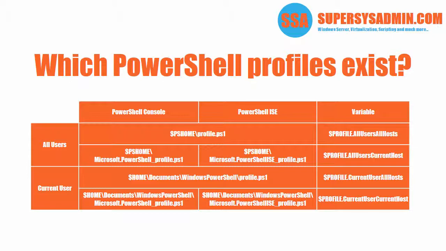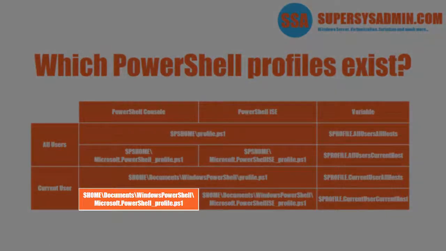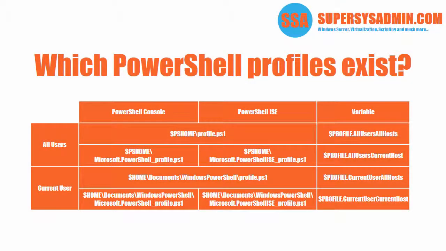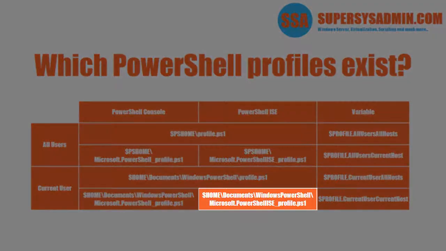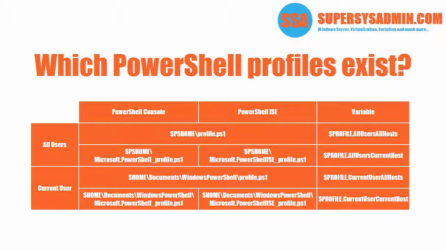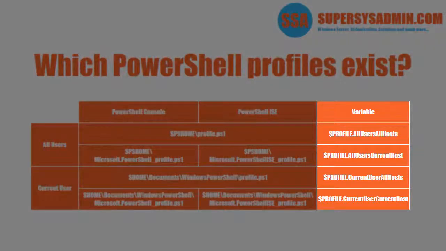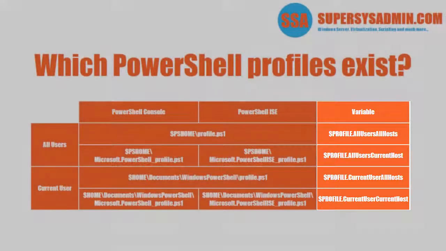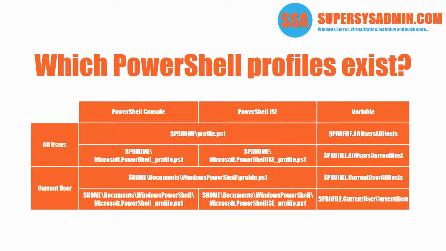The second profile which can apply to the currently logged on user is either Microsoft.PowerShell_profile.ps1 when using the PowerShell console, or Microsoft.PowerShell_ISE_profile.ps1 when using the PowerShell ISE. These are also located in $HOME\Documents\WindowsPowerShell. On the right hand side you see a list of all the variables which contain the various paths. We will check those later on.